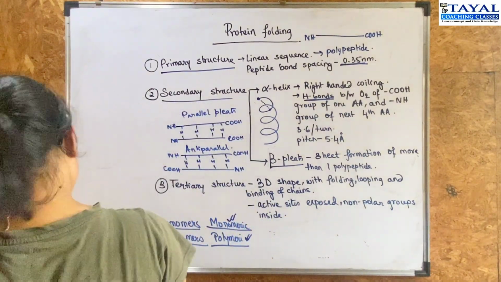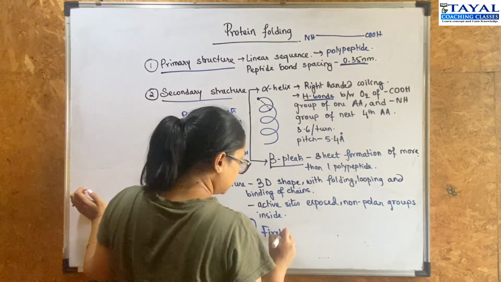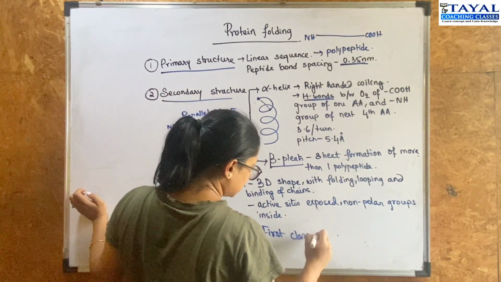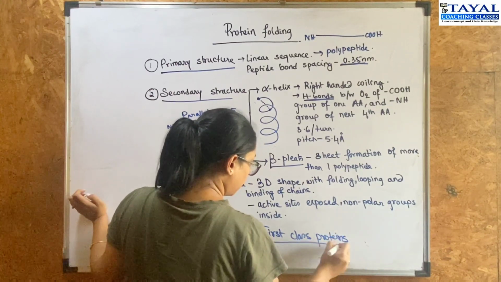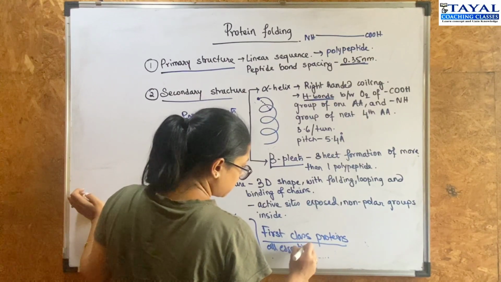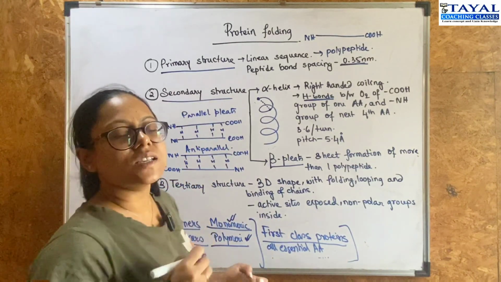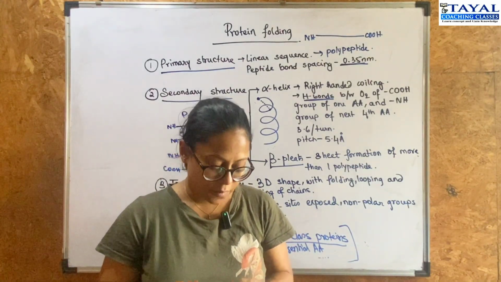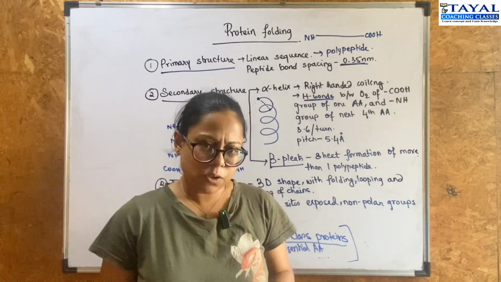Other than that, we have another class of protein known as the first class protein. So proteins which are made up of all essential amino acids are called first class proteins. I've given you every detail that you might require for NEET solving.